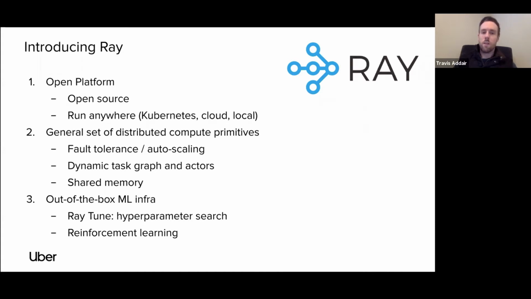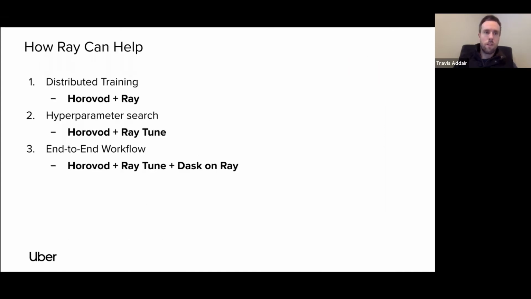So RayTune, a very popular hyperparameter search framework, comes with Ray natively. RLlib is the most popular reinforcement learning library. So there's lots of good support in the ecosystem.